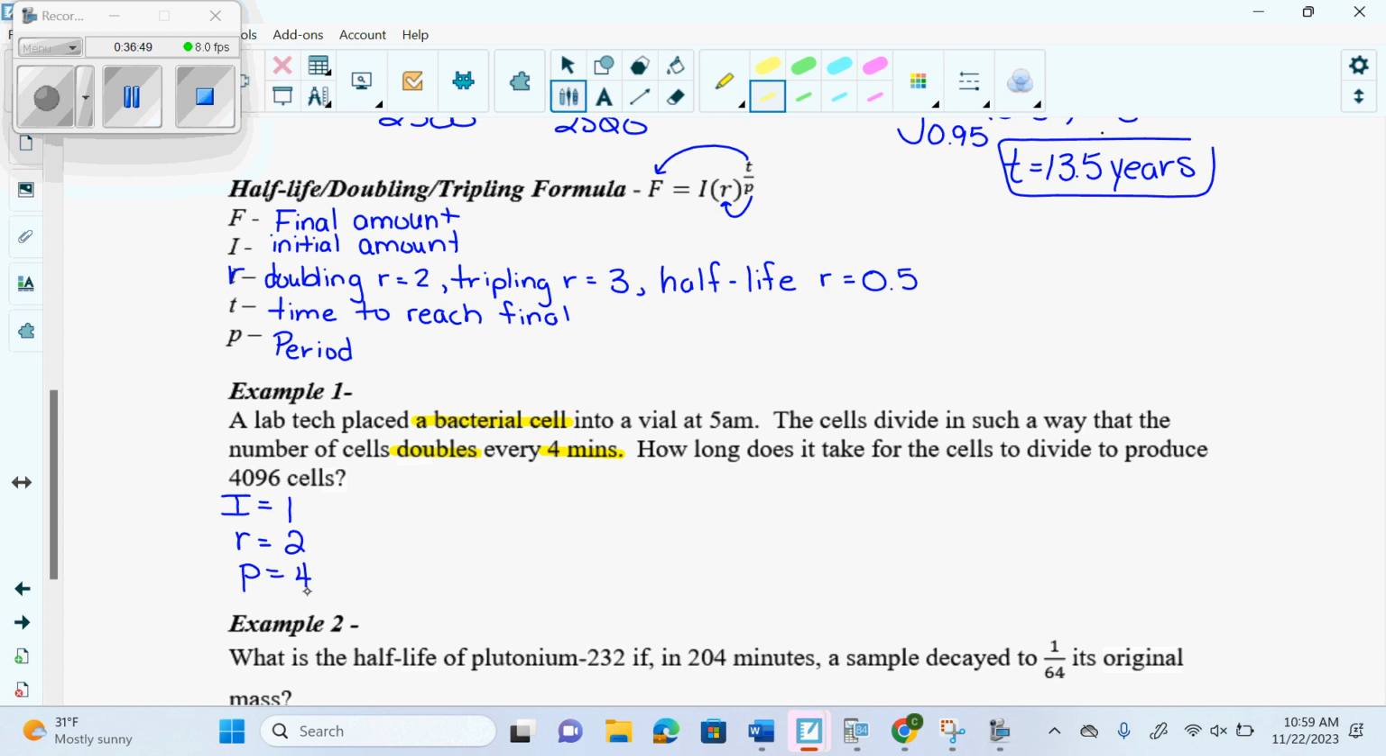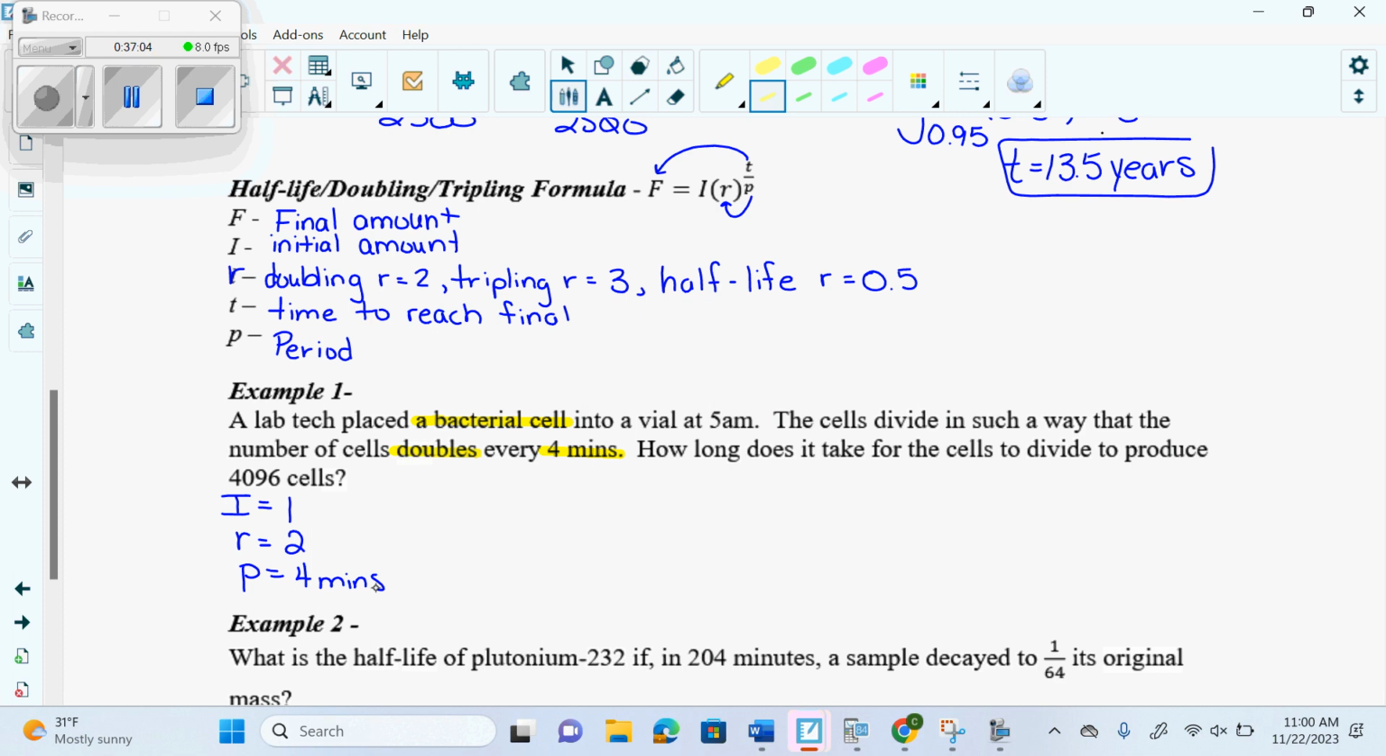It doubles every 4 minutes. So it's the period, right? In 4 minutes it will double. So that's the period. T is time to reach the final amount, whatever the final amount may be.